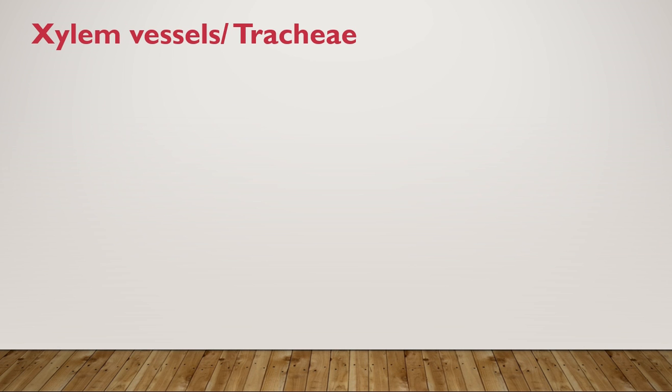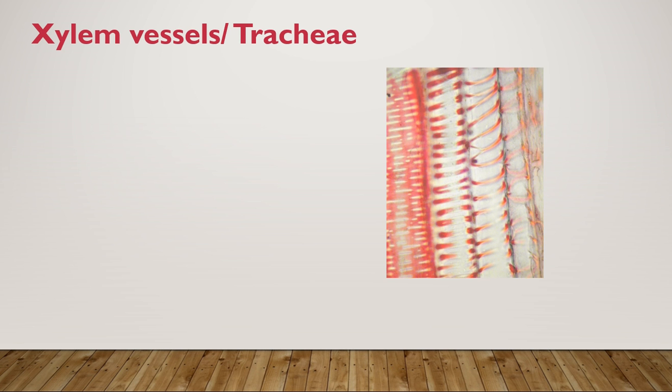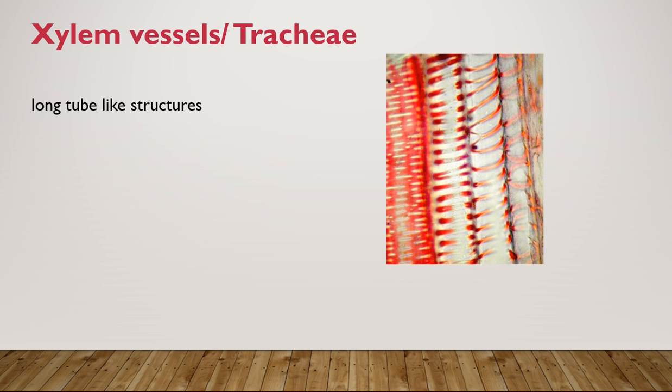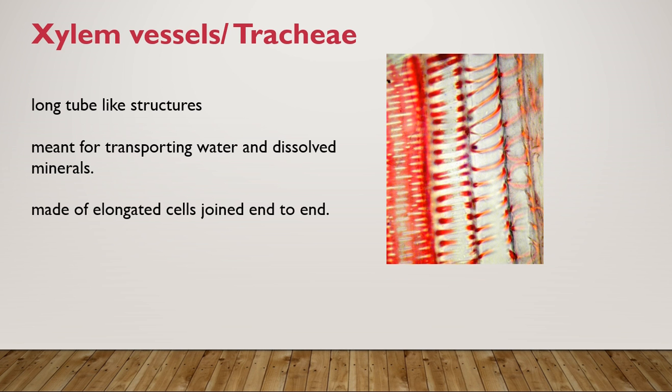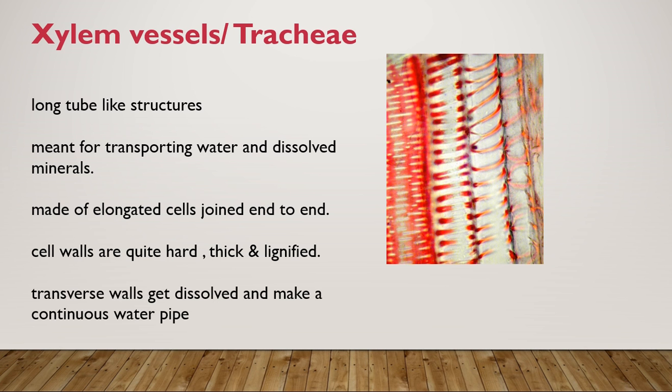Next is xylem vessels or the tracheae. It is a long tube-like structure. They are meant for transporting water and dissolved minerals. They are made up of long elongated cells joined end to end. Cell walls are quite hard and thick and lignified, and the transverse walls get dissolved and make a continuous water pipe.